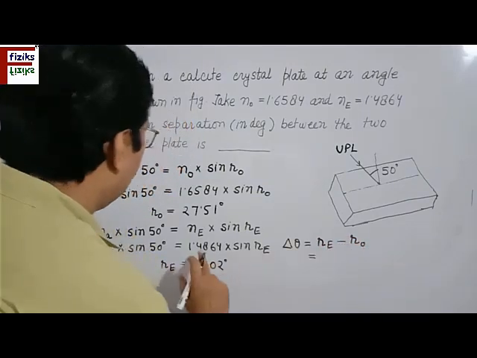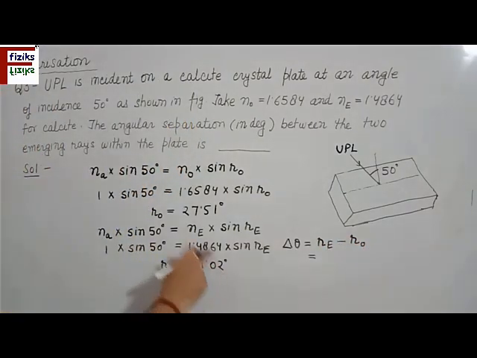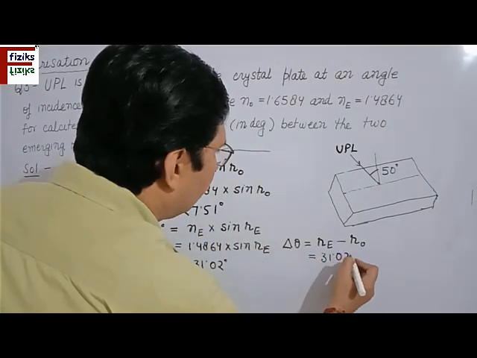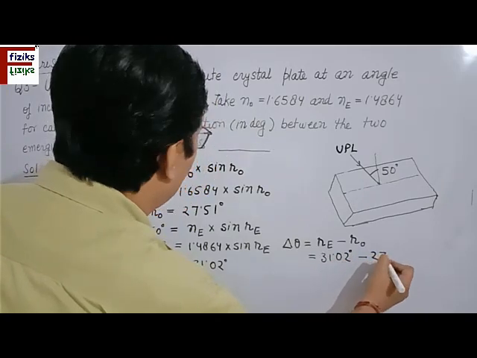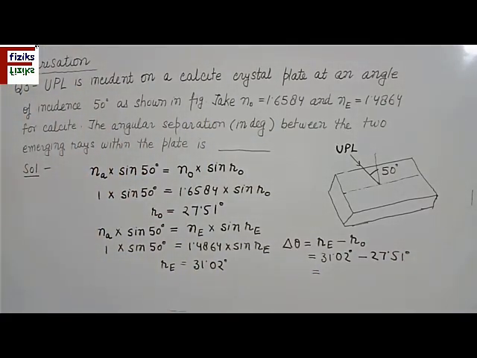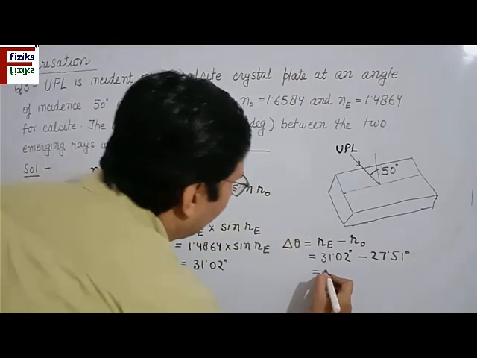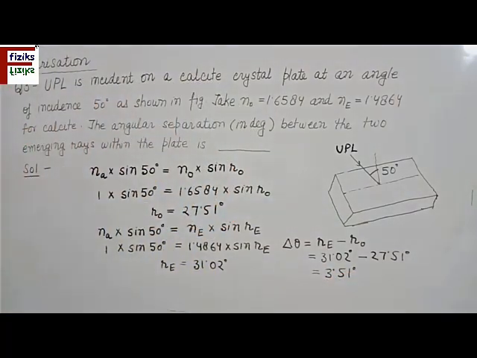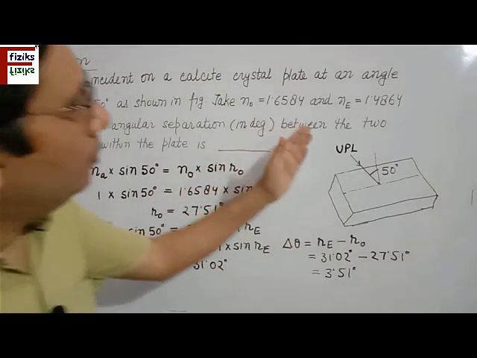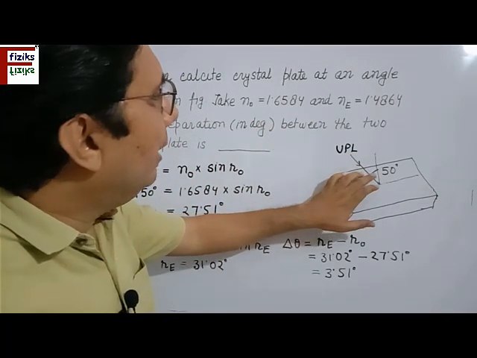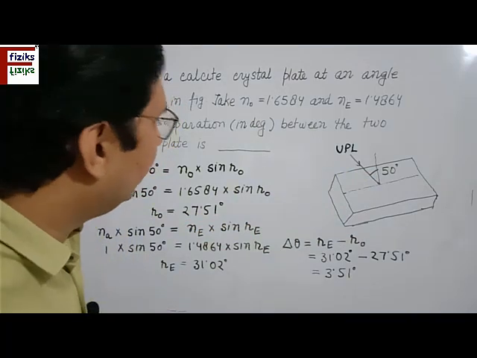So substitute the value of RE, 31.02 degree, minus 27.51 degree. Subtracting both these quantities, it comes out to be 3.51 degree. So this is the angular separation between ordinary light and extraordinary light when an unpolarized light is incident on this doubly refracting crystal at angle of incidence 50 degree.